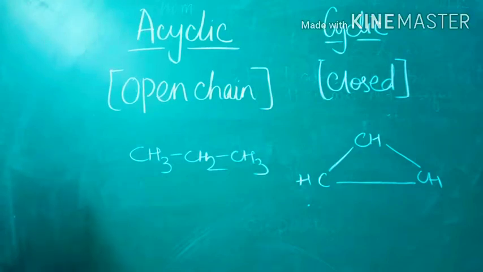As you can see, for example, I have taken in acyclic CH3CH2CH3 in a straight manner. It's written absolutely straight. But in the same way, I have taken a structure with 3 carbons, but it is in a closed form.